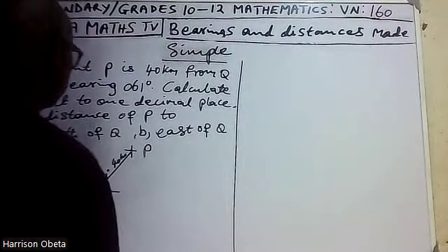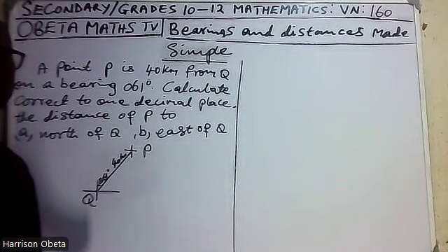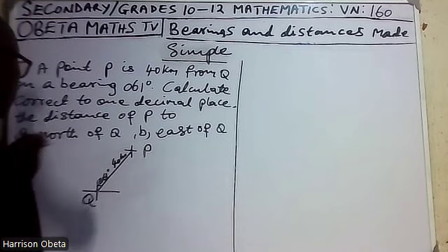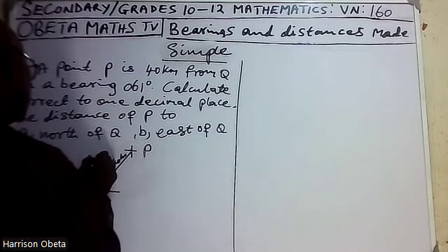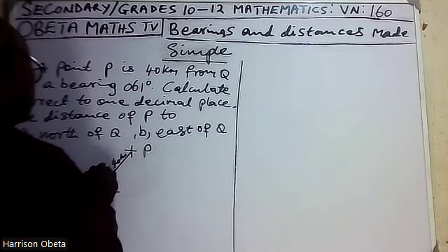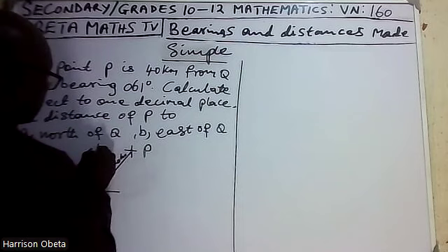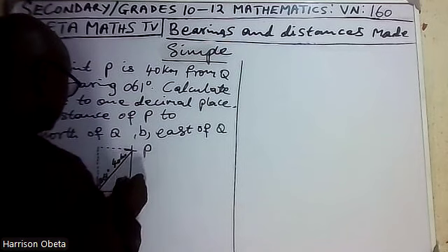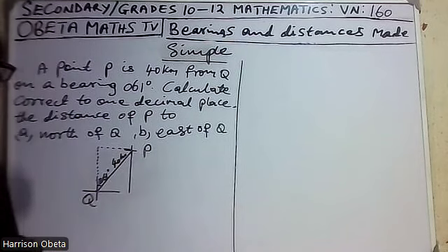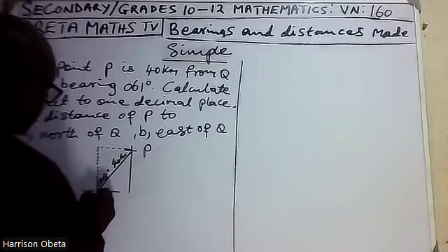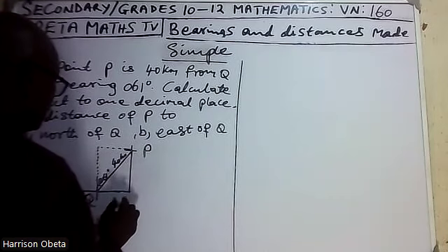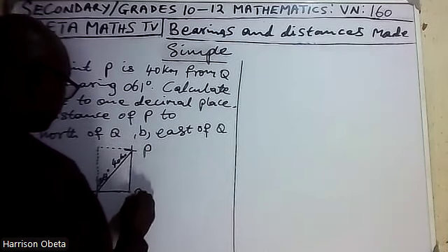we have to find the distance of P to north of Q. So you can have this, north of Q is this, which you can also have as this. Then east of Q, east to our right. But this is the position of P. So let's take this to be R, for instance.